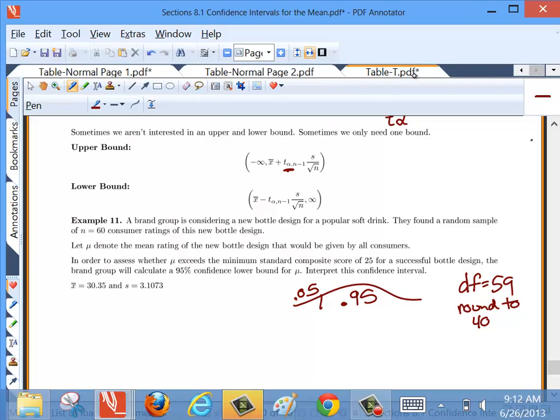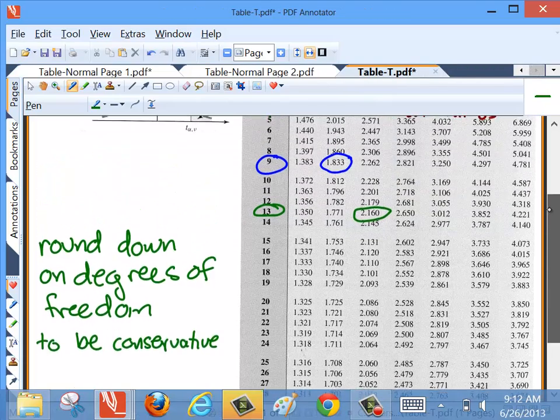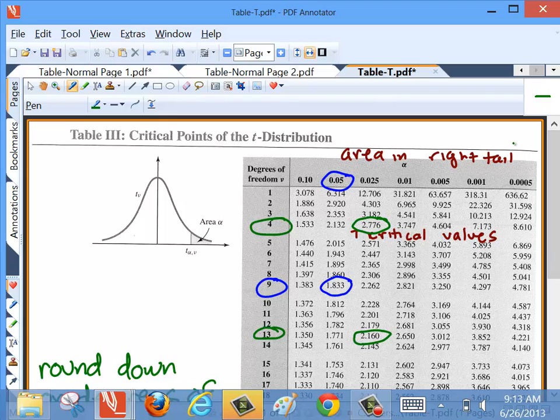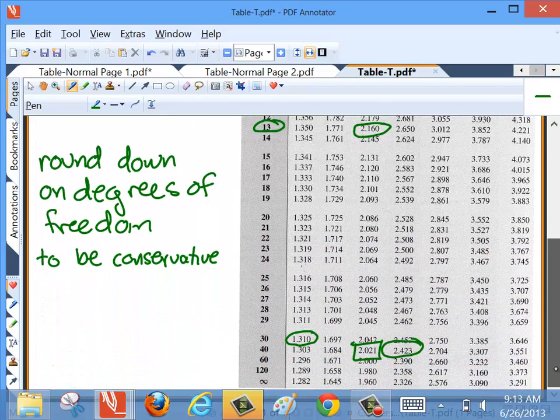When I go to my T table, we kind of have a problem, don't we? Because it only gives me areas in the right tail. What do you think I could do? Well, I could try and say I have 0.95 area in the right tail, but it doesn't give me areas that big. But we could use our symmetry. So if I look up 0.05 in the right tail for 40 degrees of freedom, I get 1.684, right?